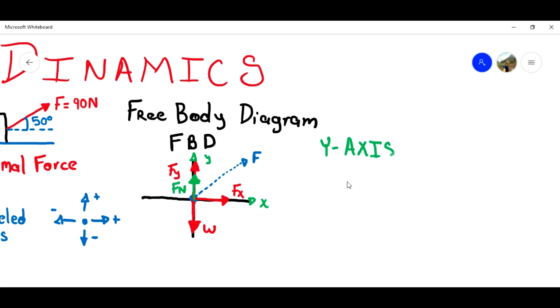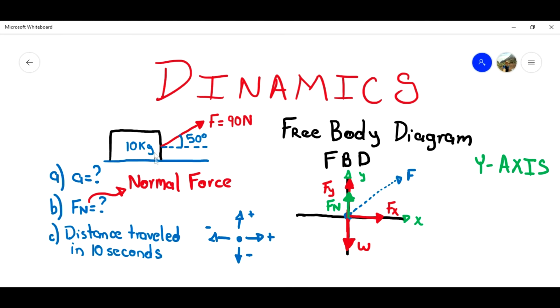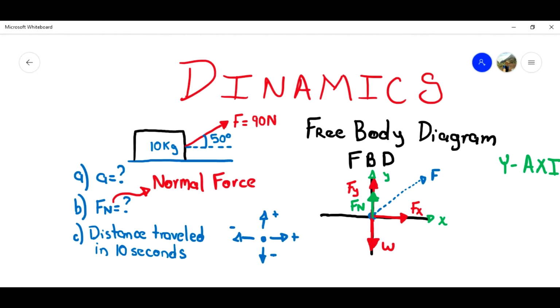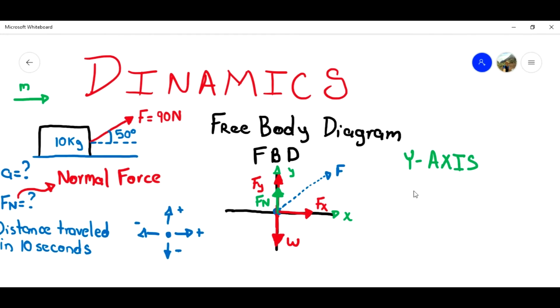Okay, so I need to see the drawing. So this person is going to be pulling that block, and the direction of the motion will be this one. That will be the direction of the motion. And it is important to consider that in this problem there is no friction. We're gonna see the problem with friction later on. Okay, so the direction is horizontal. So that means that there is no motion in the y-axis. I mean, the object is not moving in the vertical axis.